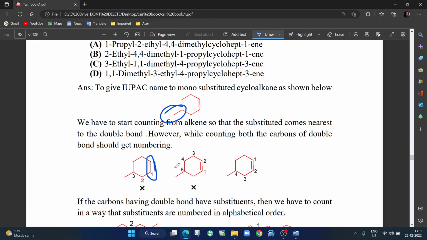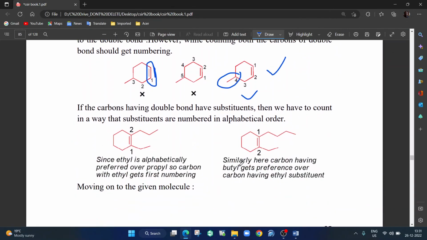I cannot count it here because the substituent is at more distance. This is the right one because here you are counting both the carbons of the alkene, and this methyl substituent is nearest to the alkene. Now, if 2 substituents are on the alkene, how do we name them? We give preference according to alphabetical order.